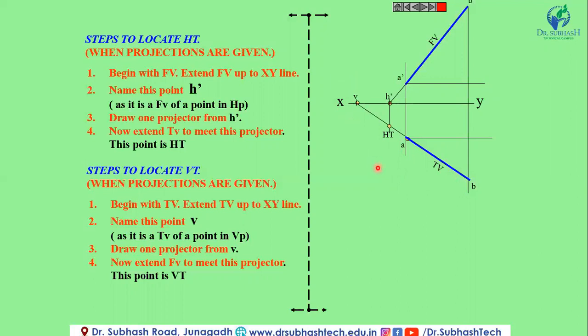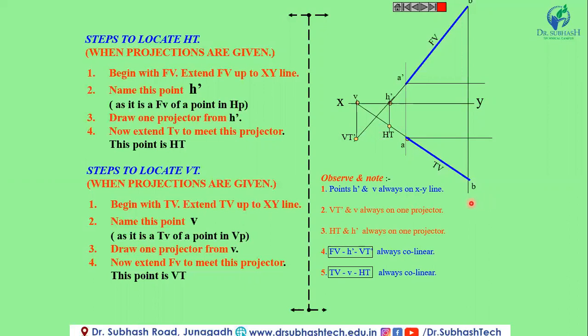If we draw the projector from this V and extend A dash B dash, the intersection point is known as the VT, or vertical trace, and this HT is the horizontal trace.